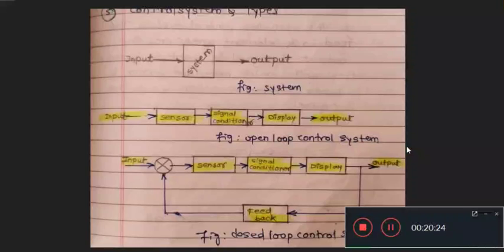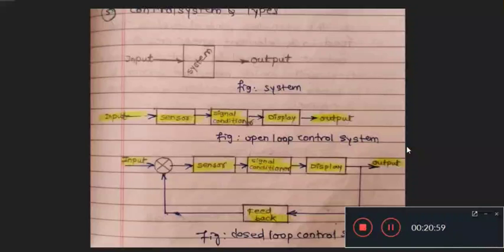Here the input signal is given to the sensor, which senses the input and produces signals. Those signals are sent to the digital conditioner, where the sensor signals are conditioned and converted. The converted signals are then sent to the display unit, and the display unit shows the output as shown in the figure.